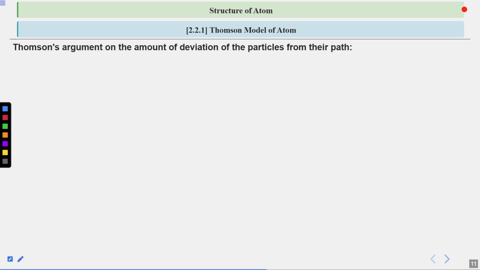Now, let us move further and see what the argument was about the deviation of the particle from its path. So why are these particles deviating from their real path and not hitting the point B?